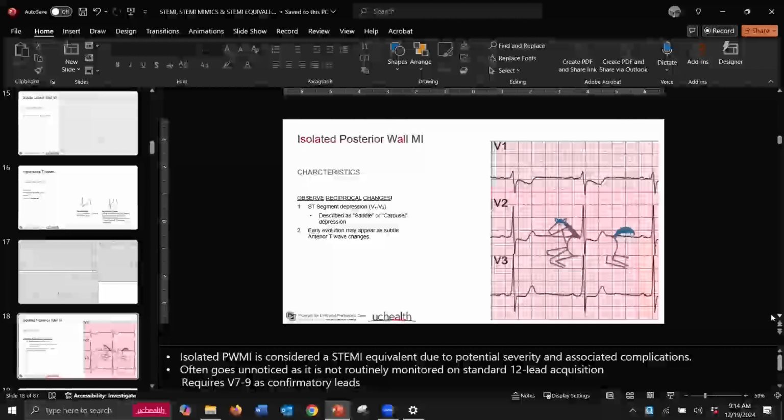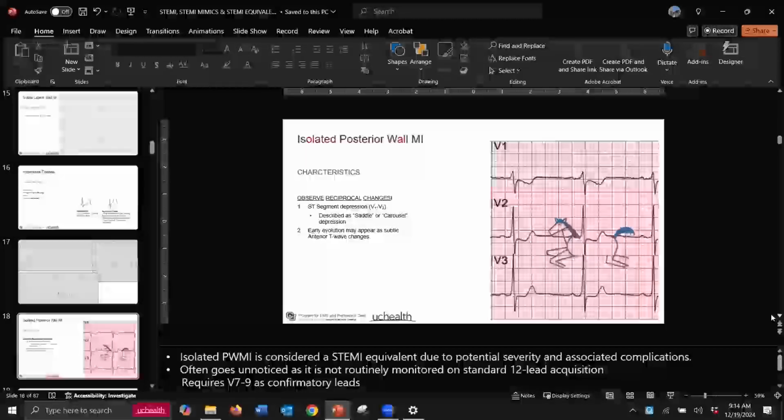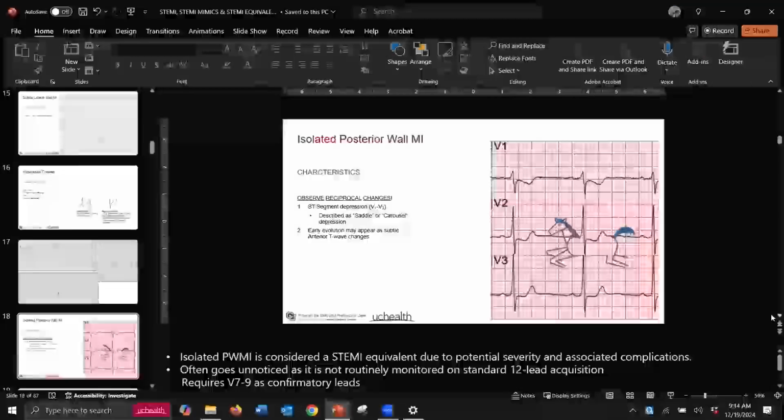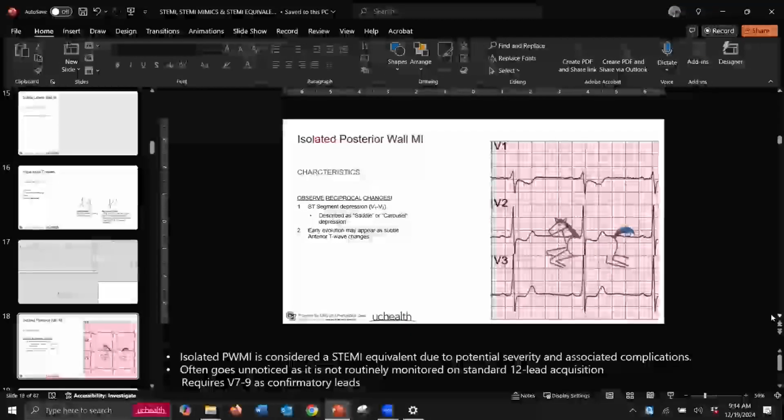I had a question. Yes. So with V1 and V2, you have that depression, not for V3. How do you tell if it's anterior or posterior? Because I'm guessing V1 and 2, that's atria, right? It's septal leads. So he's saying posterior because it's depression, anterior would be elevation. Elevation. Right. Yeah, okay, got you.